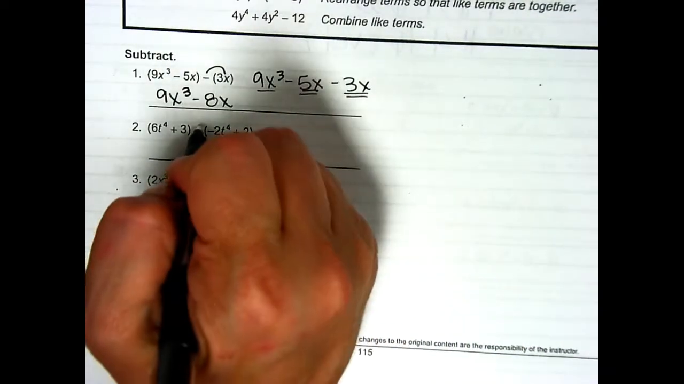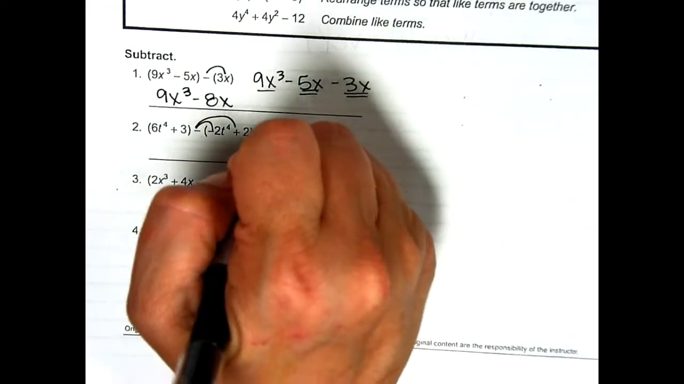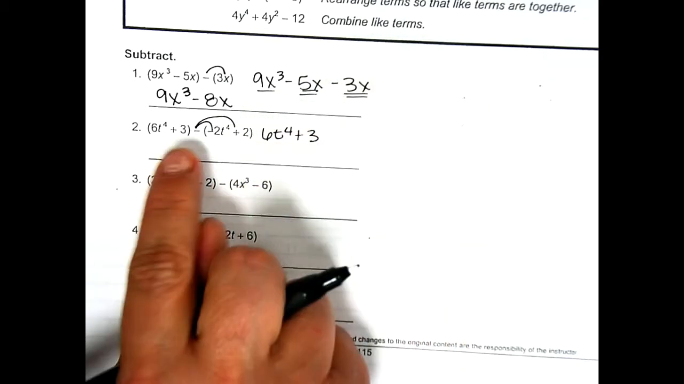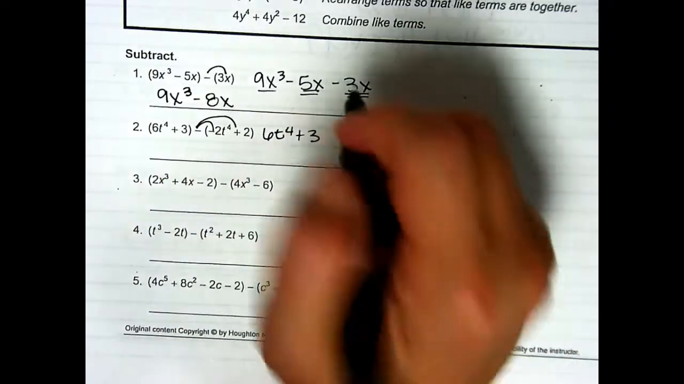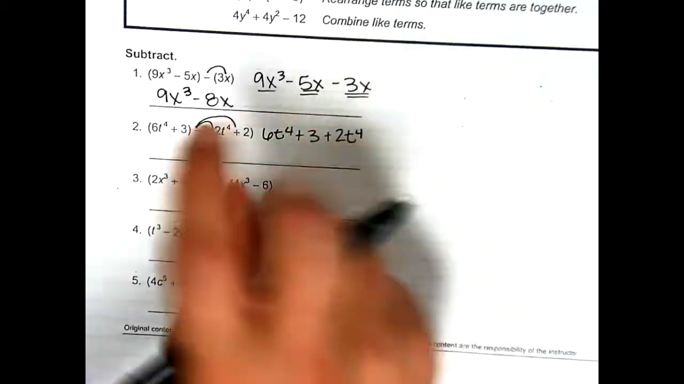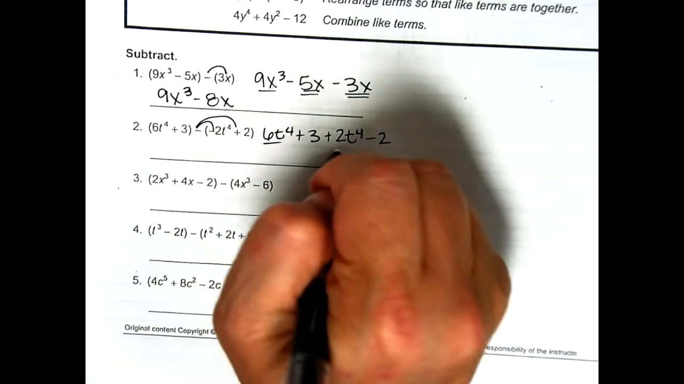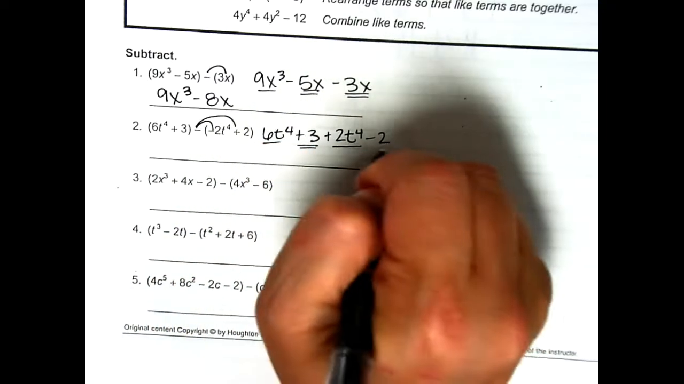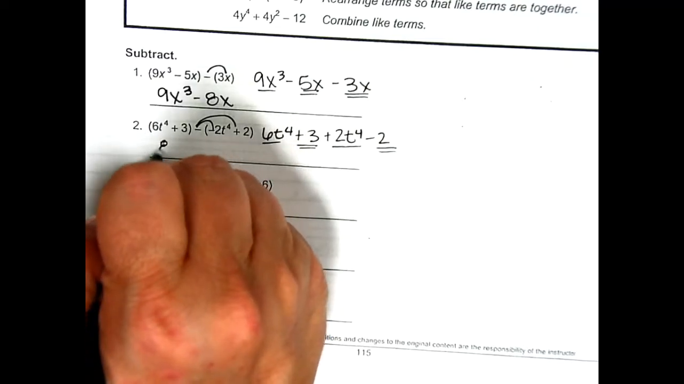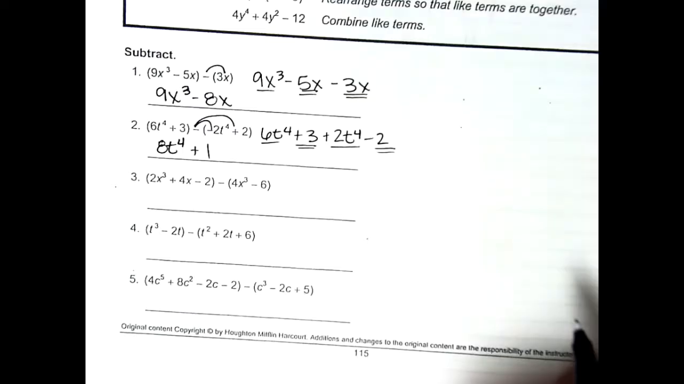Okay, on the second one, I have 2 terms to distribute my negative to. So I have 6t to the 4th plus 3. Negative times negative 2t to the 4th becomes positive 2t to the 4th. And negative times 2 is negative 2. So one line under those, 2 under those. Combine like terms with 8t to the 4th plus 1.